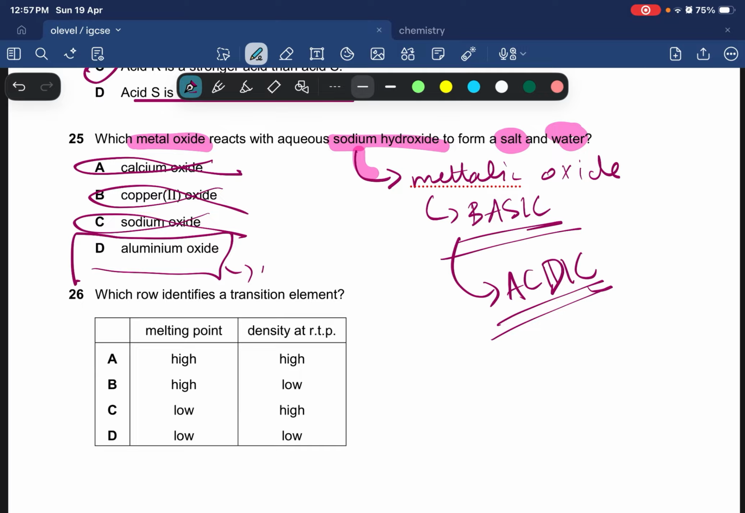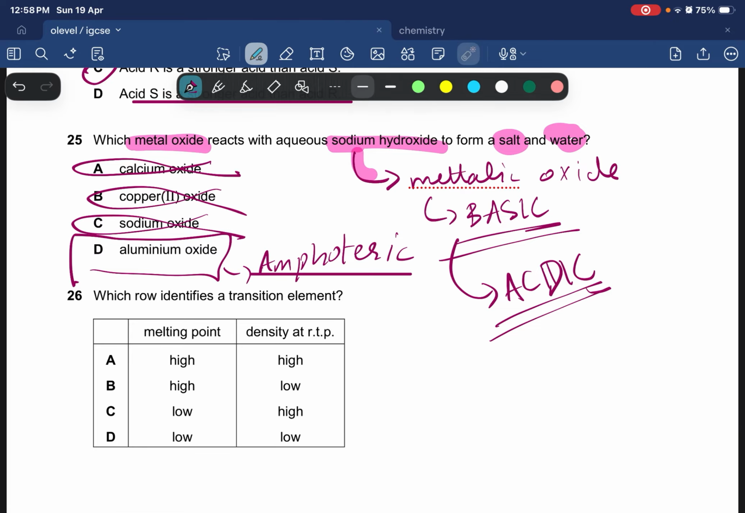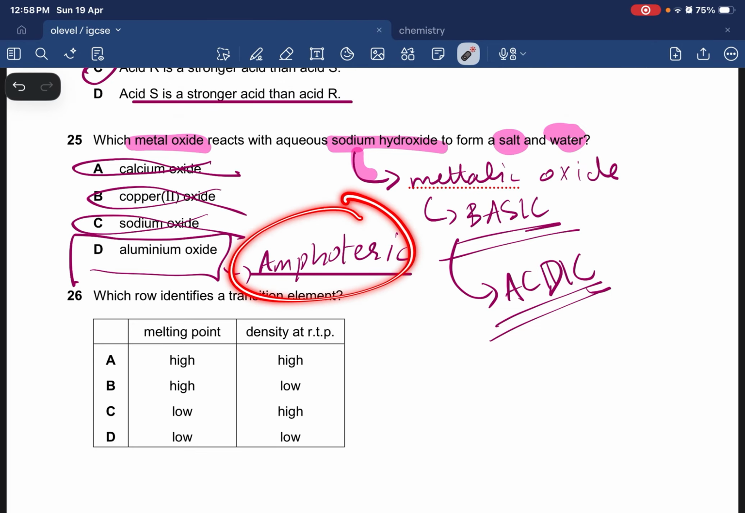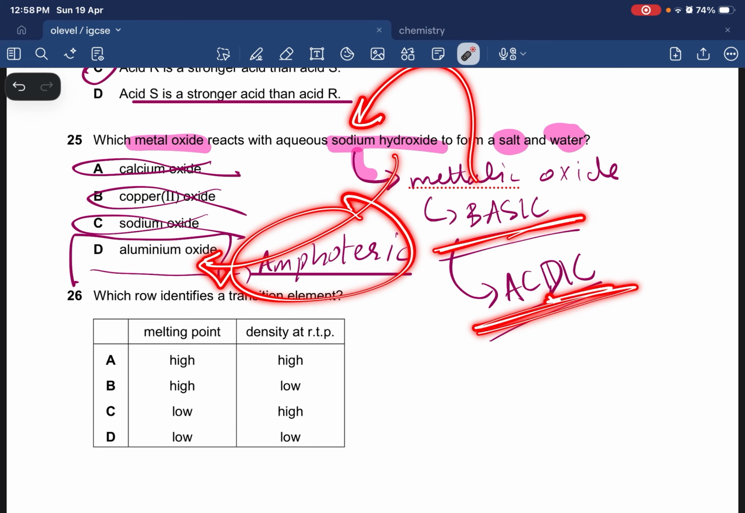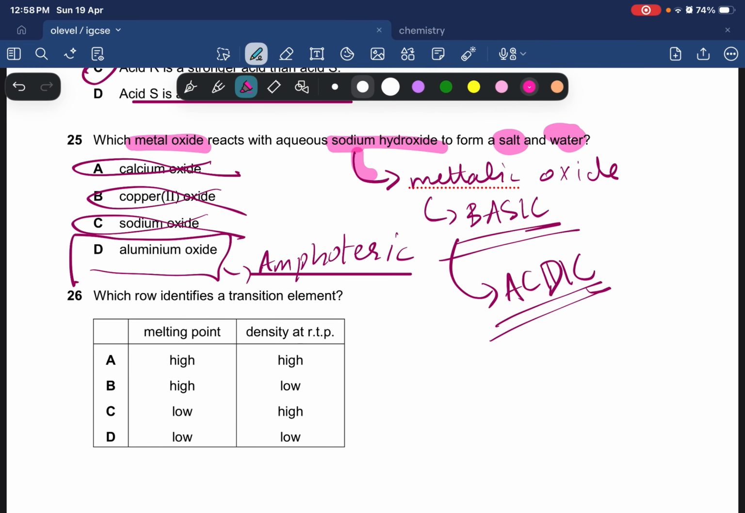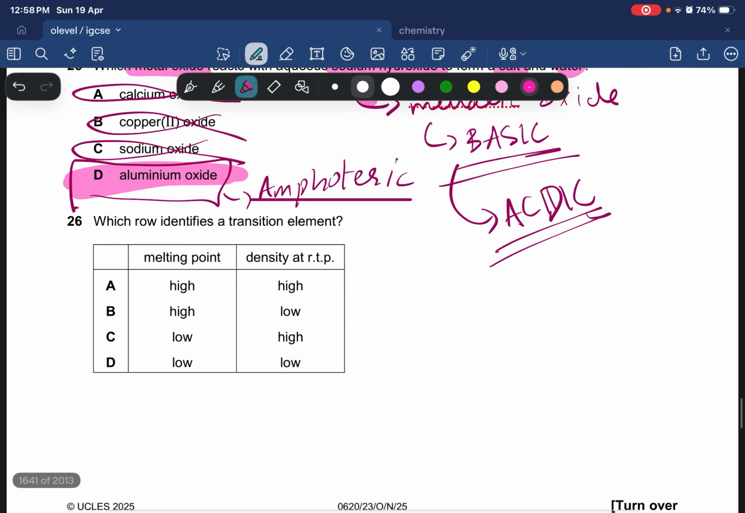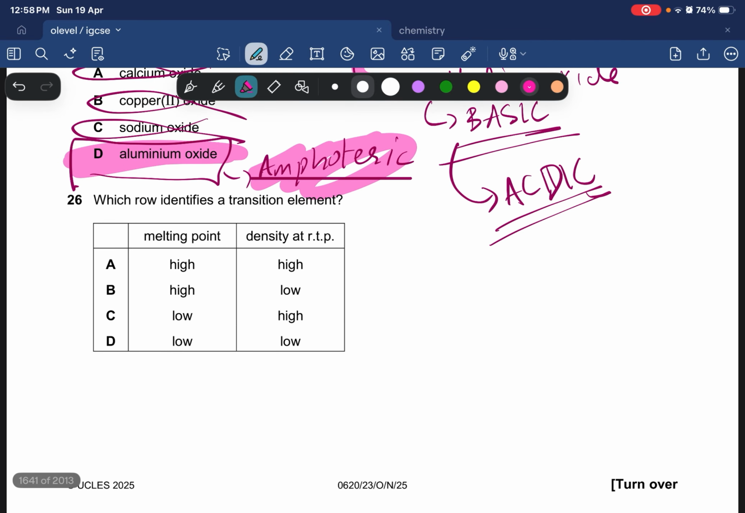This thing is amphoteric. If this is an amphoteric oxide, that means it can react with both metals as well as non-metals, both with acidic as well as basic. So sodium hydroxide is going to react with aluminum oxide because aluminum oxide is not basic, it's amphoteric. Got it? And amphoteric oxides, the good thing is they react with both acids and bases.